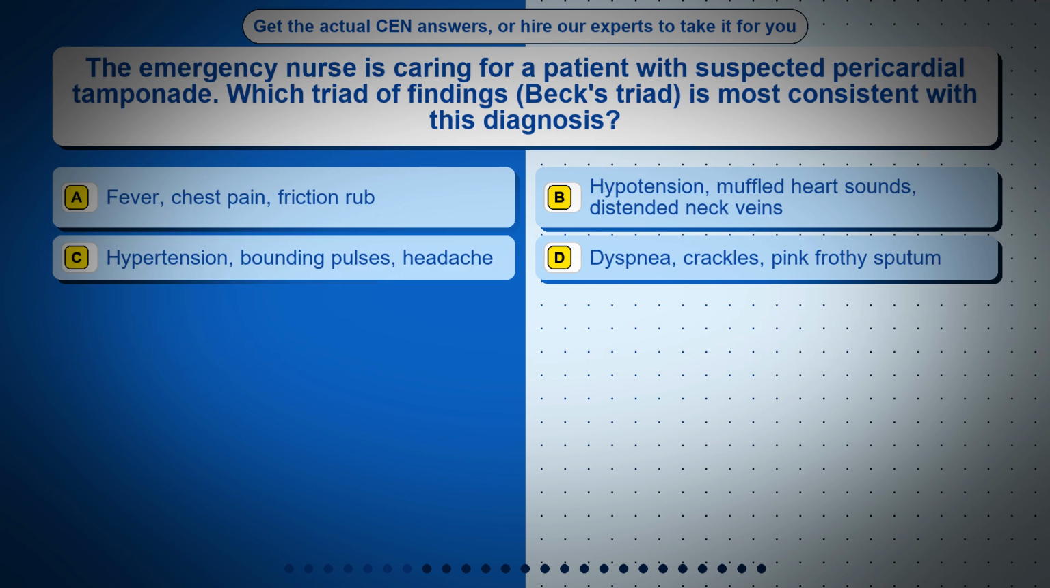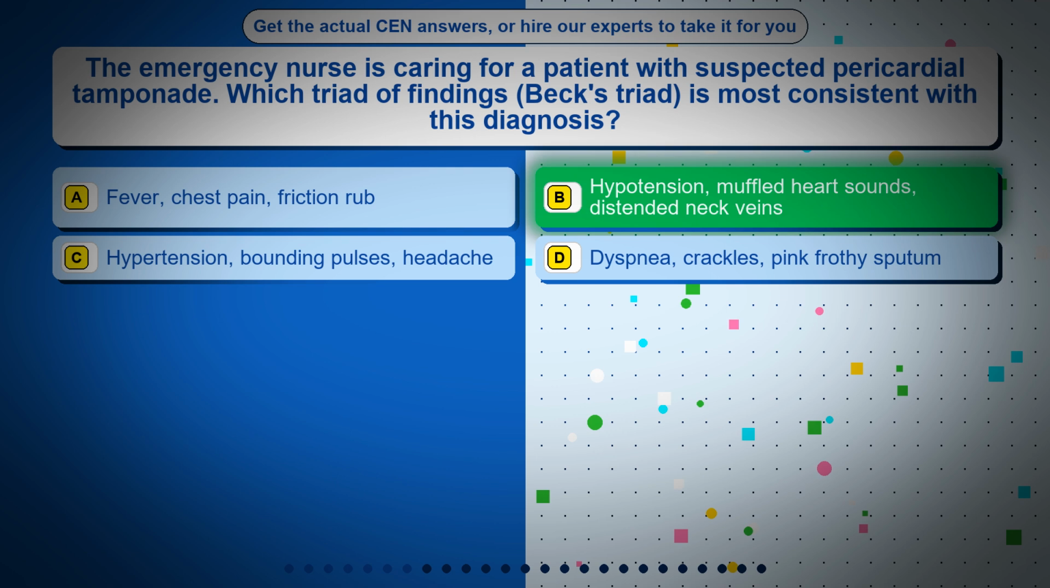Question 7. The emergency nurse is caring for a patient with suspected pericardial tamponade. Which triad of findings, Beck's triad, is most consistent with this diagnosis? Option A, fever, chest pain, friction rub, option B, hypotension, muffled heart sounds, distended neck veins, option C, hypertension, bounding pulses, headache, option D, dyspnea, crackles, pink frothy sputum. The correct answer is option B, hypotension, muffled heart sounds, distended neck veins.